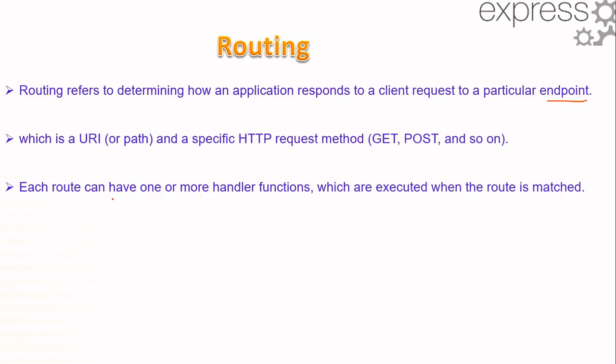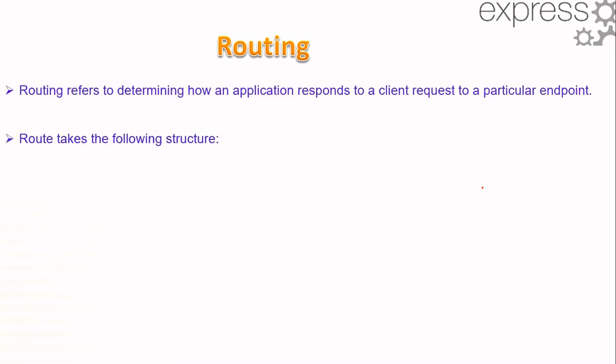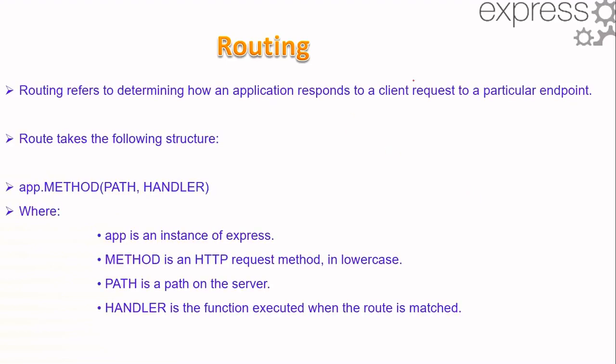Then each route can have one or more handler functions, which are executed when the route is matched. If the route is not matched, you'll get an error. So this is a simple structure of routing.